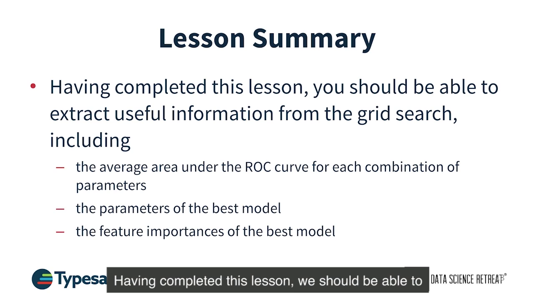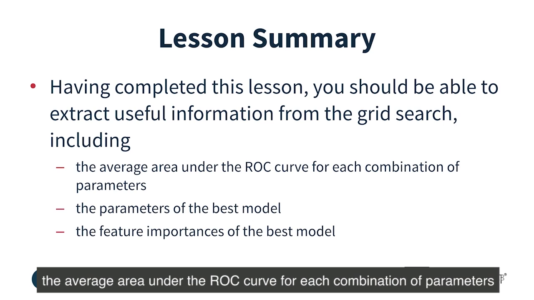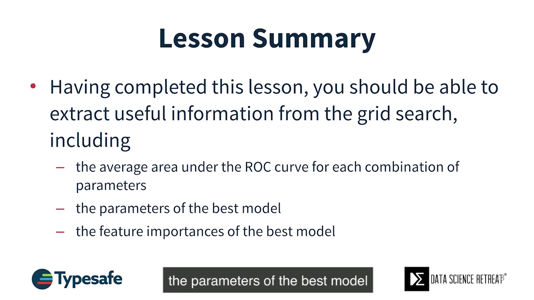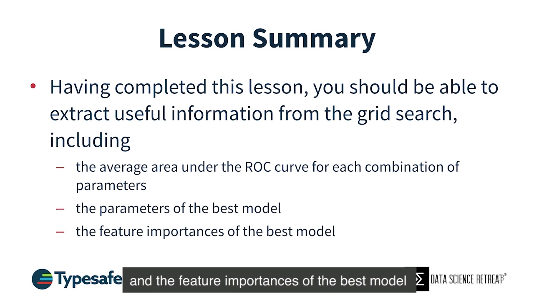Having completed this lesson, we should be able to extract useful information from the grid search, including the average area under the ROC curve for each combination of parameters, the parameters of the best model, and the feature importances of the best model.